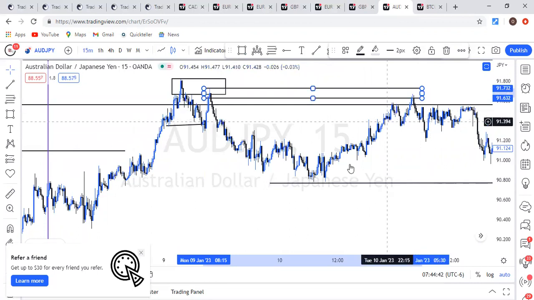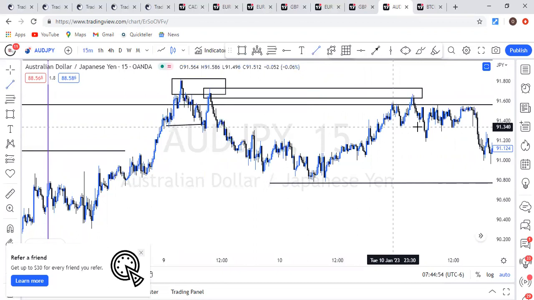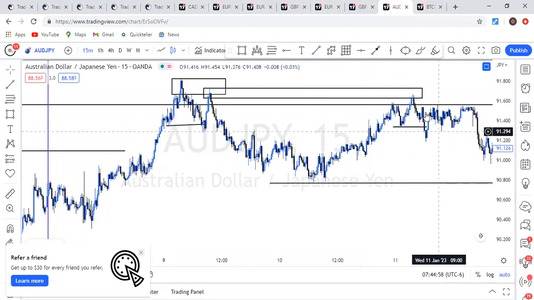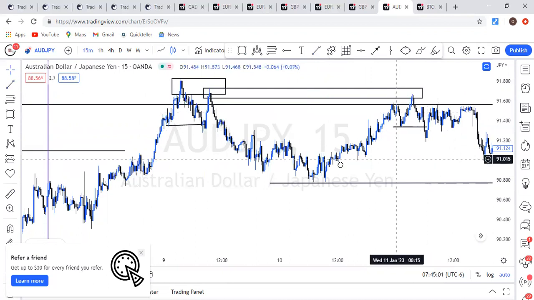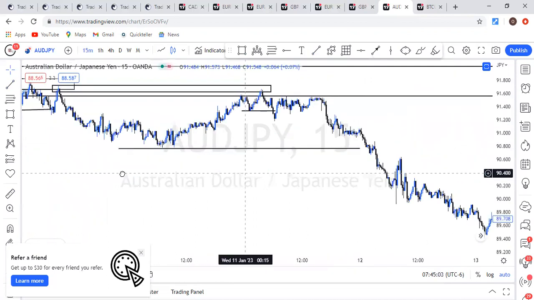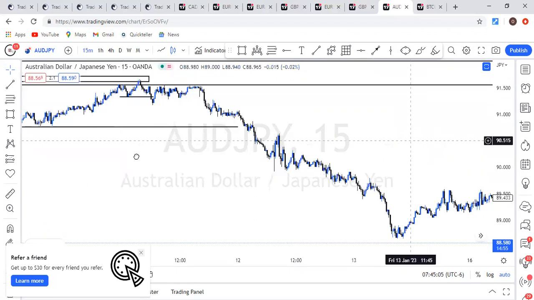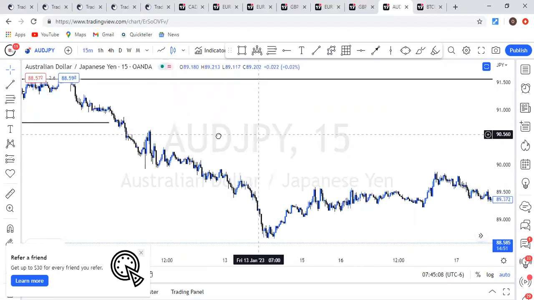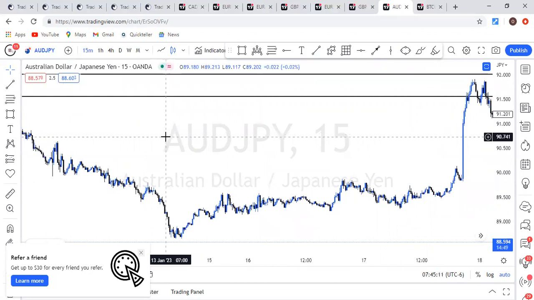And look at it. Price came. This demand put up this supply. Then at this point, supply exceeded demand. And what did you see? Price returned, mitigated from this area, and price kept on going down on AUD-JPY. And price kept on going. So that's it about entry.